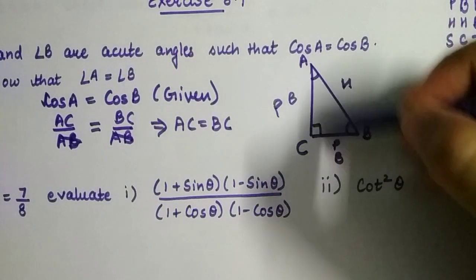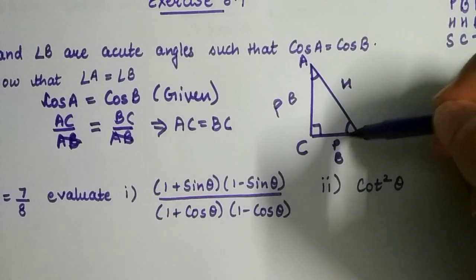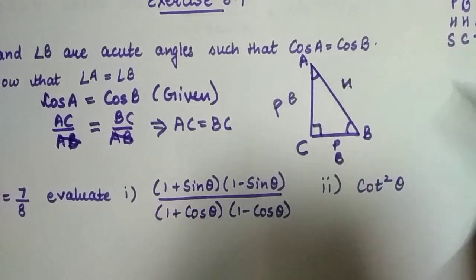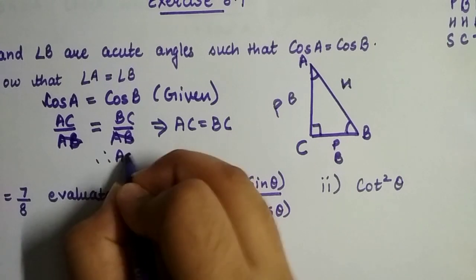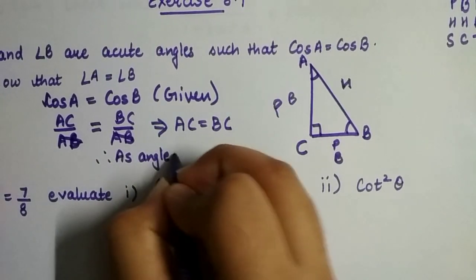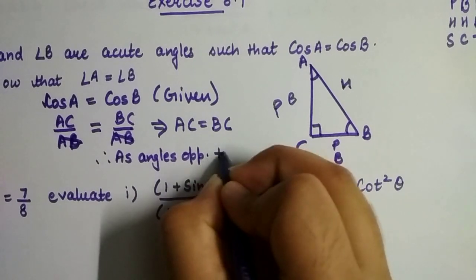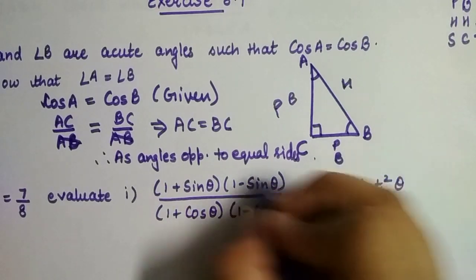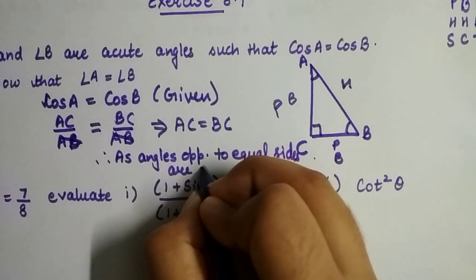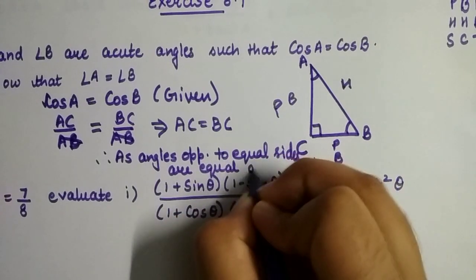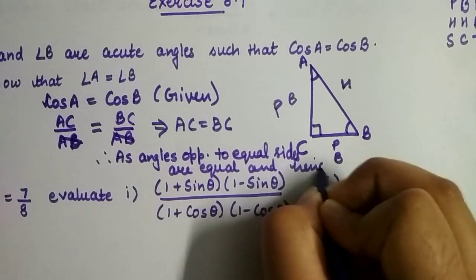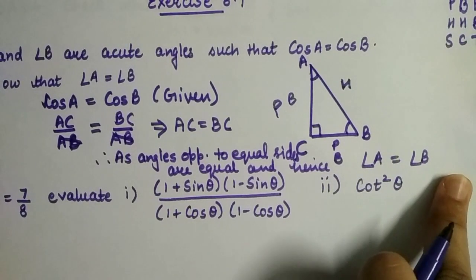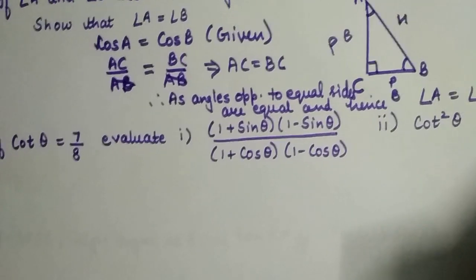So if AC is equal to BC, then we know that angles opposite to equal sides are also equal. Therefore, as angles opposite to equal sides are equal, and hence angle A is equal to angle B. So hence proved. Okay, so now let us move on to the next question.